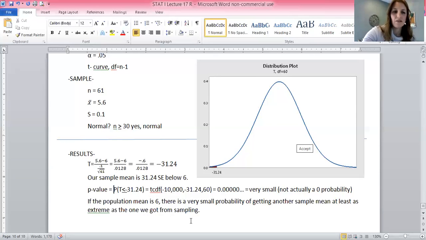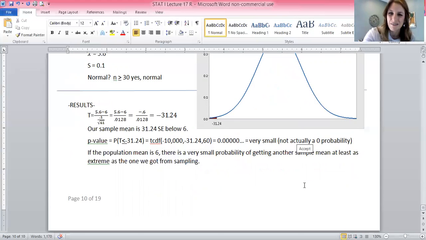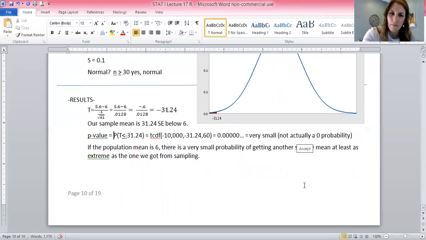Okay, so here I'm going to interpret that. So if my population mean is 6, so if the center of my curve is 6, there's a very small probability of getting another sample mean, at least as extreme as the one we got from sampling originally. Okay, so that's my result step.